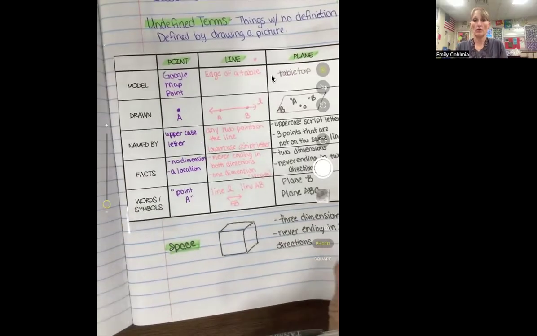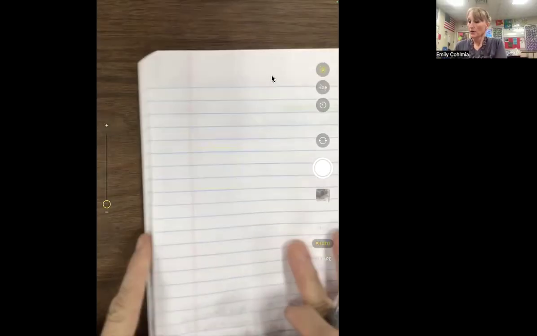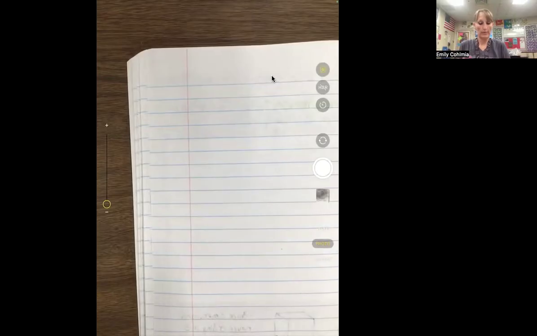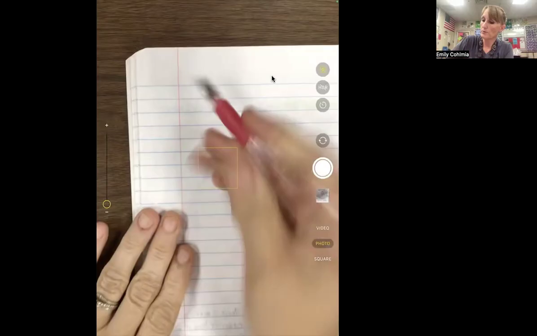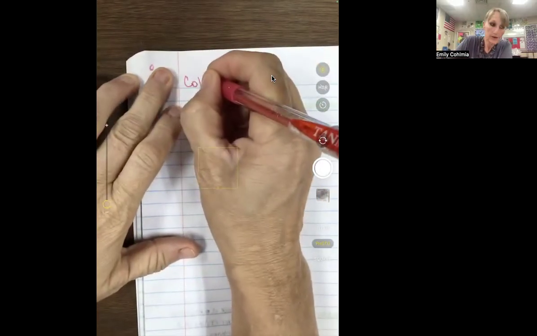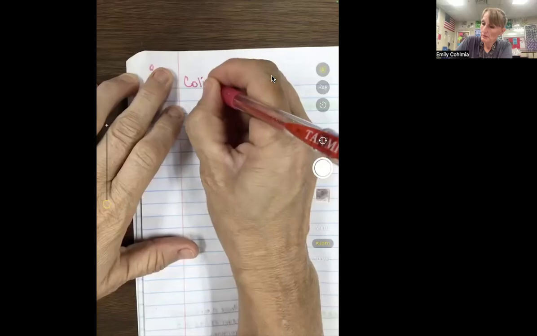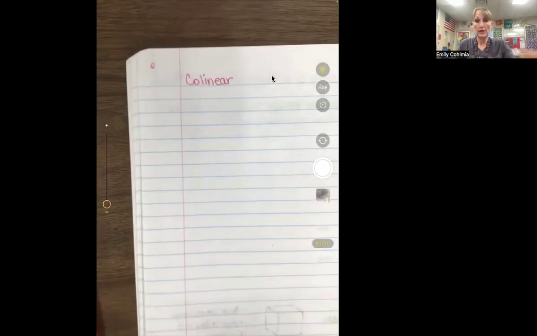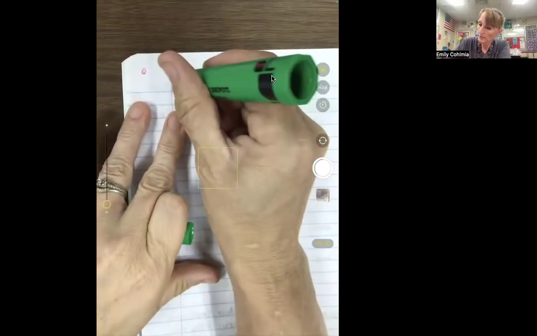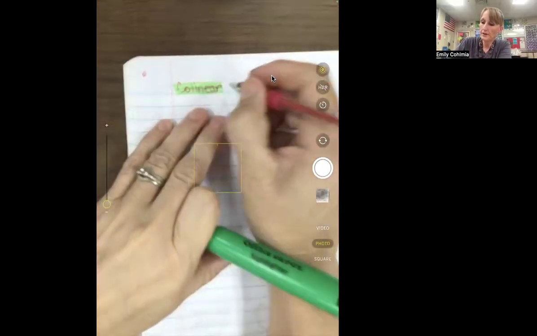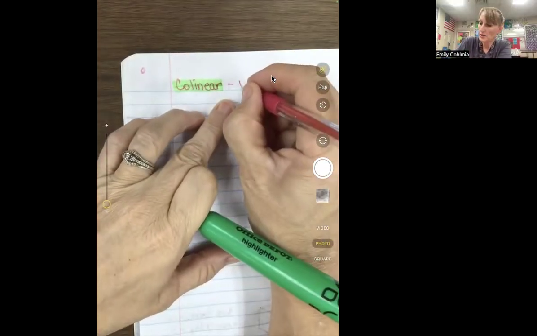Okay, so those are our first ones. We're going to continue on and keep going. Again, we have more vocabulary terms to add in here. Our first vocabulary term for this page is collinear. Now, you can look at this word, and collinear has the word line in the middle, right? And co means together or with. So collinear simply means points on the same line.